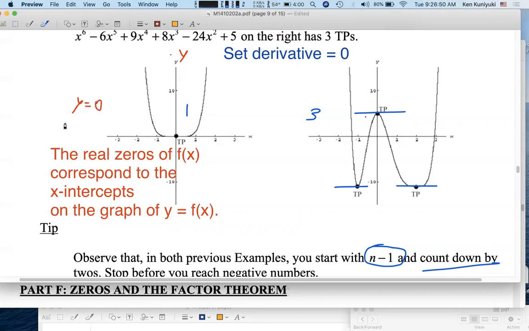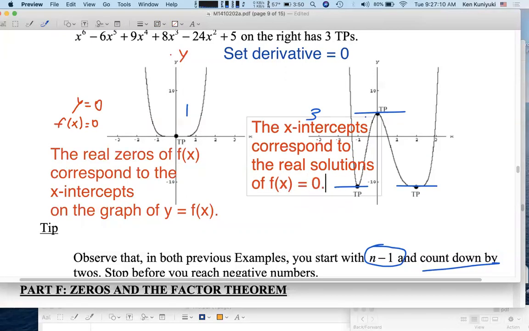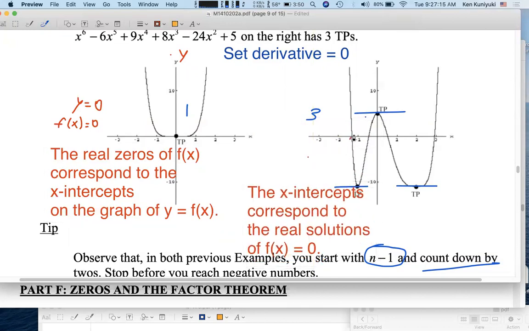We wanted to find the real solutions for f of x equals 0. The x-intercepts correspond to the real solutions of f of x equals 0. All right, so the real zeros are over here, over here, over here, and over here. It looks like this polynomial function has 4 distinct real zeros.